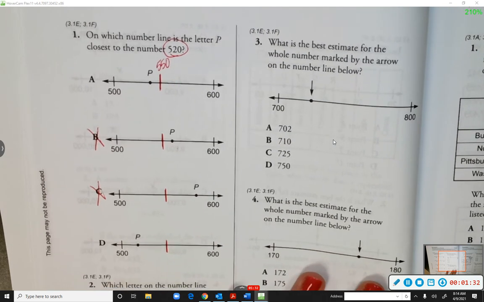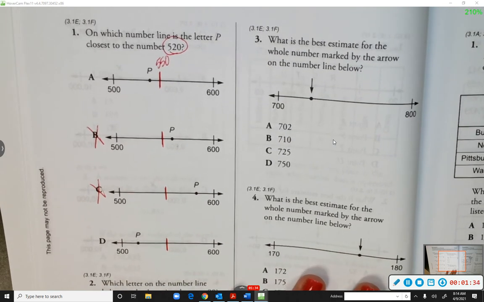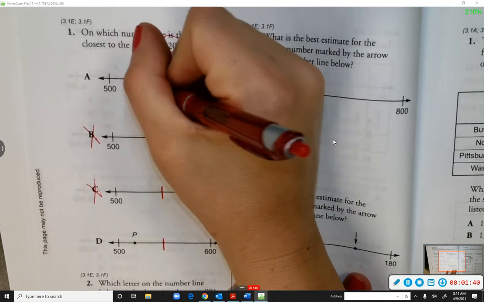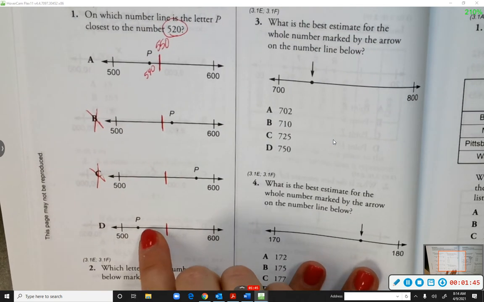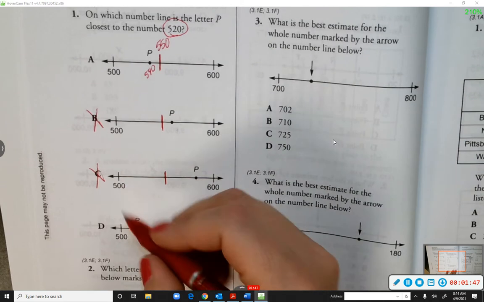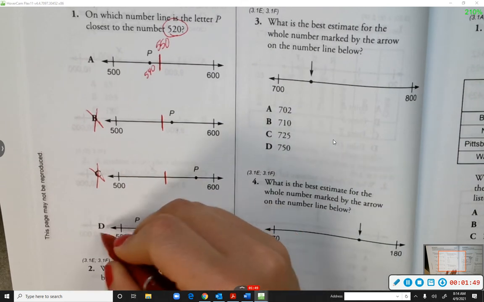Allie? 540. Good. This is probably more like 540. Good, Allie. So would this one be closer to 520? Yes. So D would be correct.